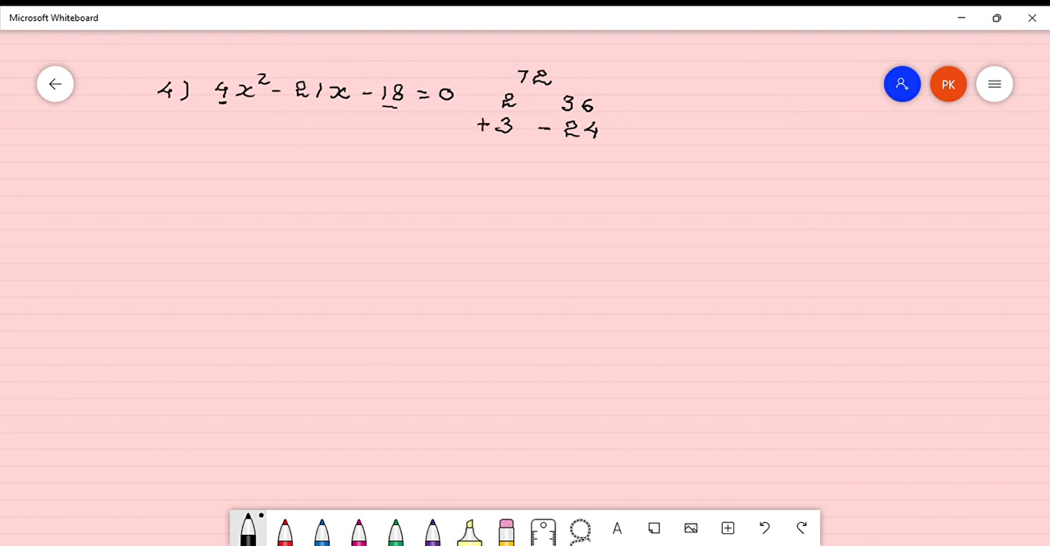Split up the middle term. 4x², so -21x, I will split it as +3x - 24x - 18 = 0. Okay, so group the terms, first two and the last two. From the first two terms, take x common. So you'll get 4x + 3 here.